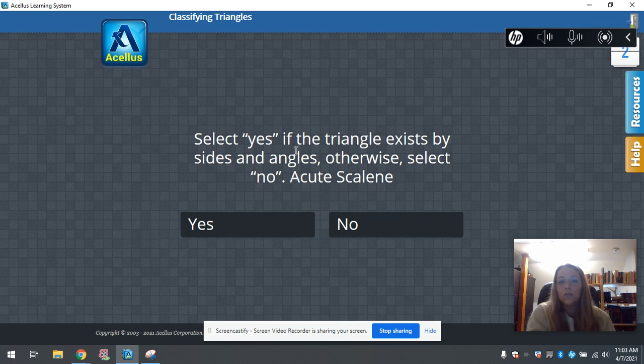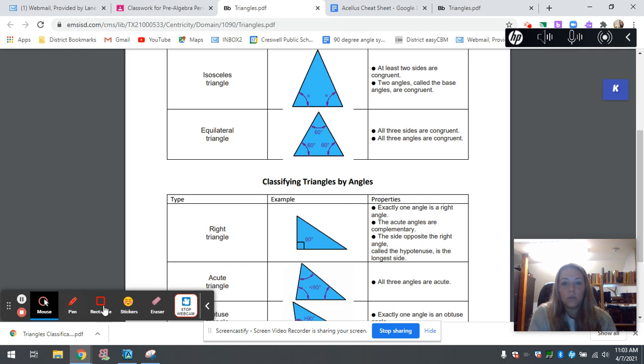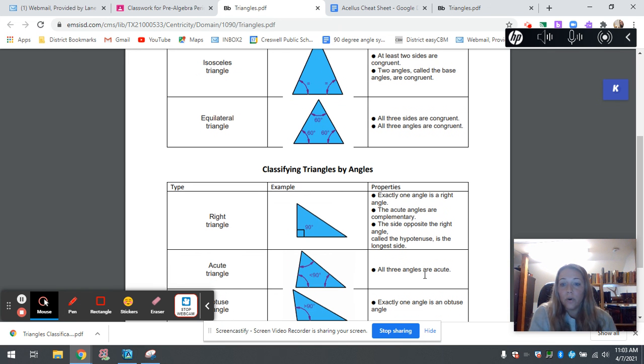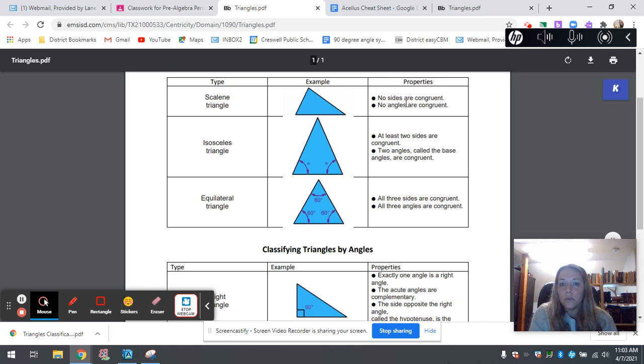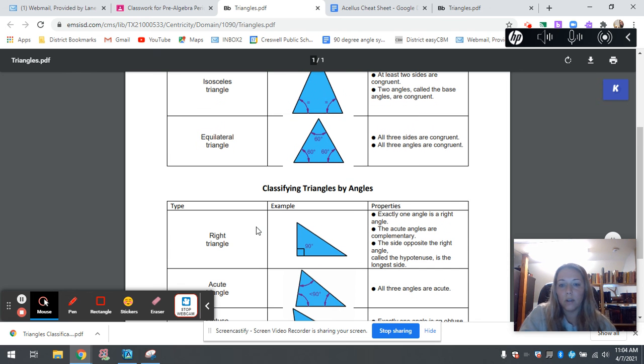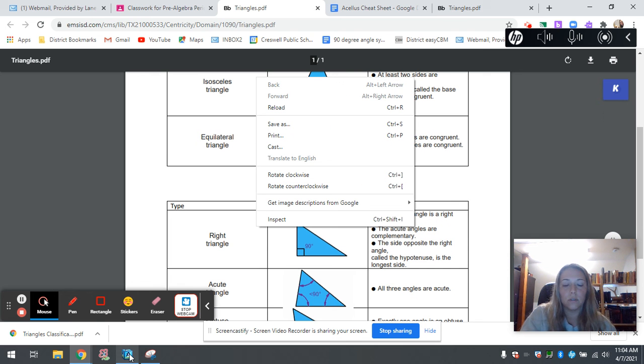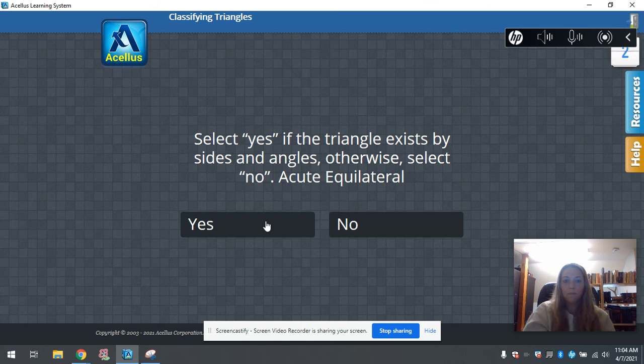Select yes if the triangle exists. An acute scalene. So again, we need to have all three angles that are less than 90 degrees. In a scalene triangle, no sides are congruent and no angles are congruent. Is it possible to have a triangle that has three acute angles? Yes.